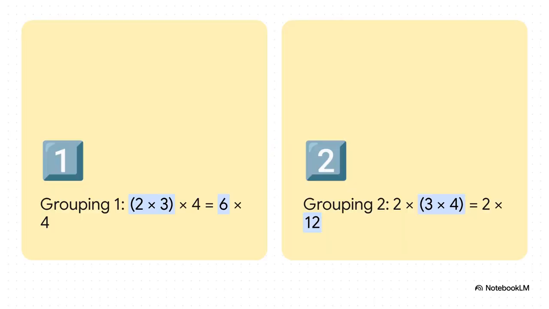Okay, so it works for addition, but does this superpower hold up for multiplication? Let's find out, using the exact same numbers. On the left, we'll do 2 times 3 first, which is 6, and then times 4. On the right, we'll group the 3 and 4 first, get 12, and then multiply by 2. And there you have it, 24. It's perfect proof that the associative property isn't just an addition thing. It works just as well for multiplication. It's a solid, reliable rule you can always lean on.